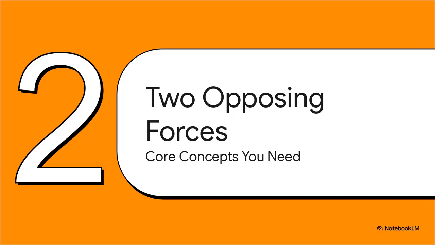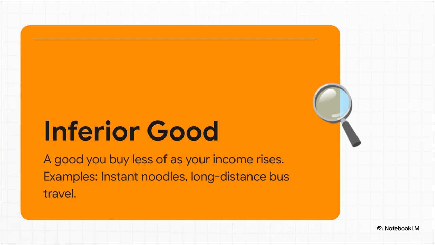Okay, before we even think about drawing a single line on a graph, we've got to build our toolkit. The entire answer to this question, all of it, hinges on understanding these two powerful economic forces that are basically in a constant tug of war with each other. So, first things first, what in the world is an inferior good?